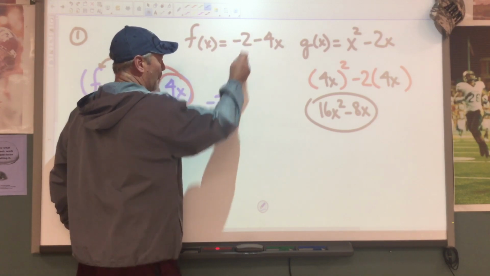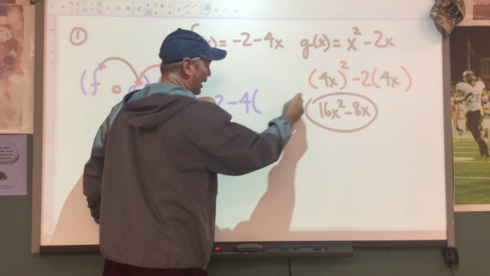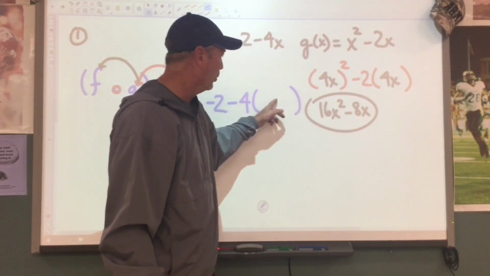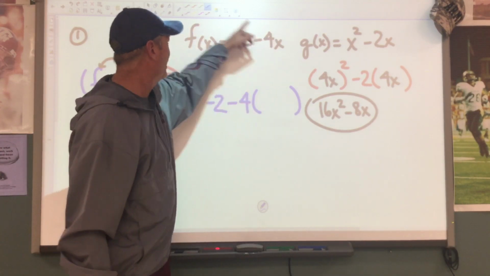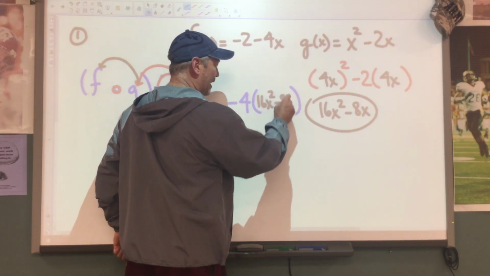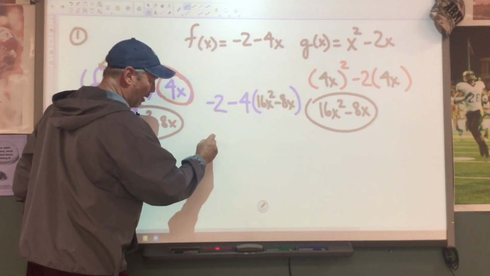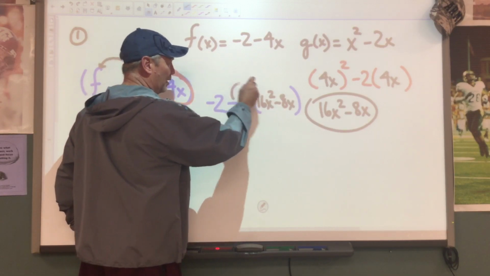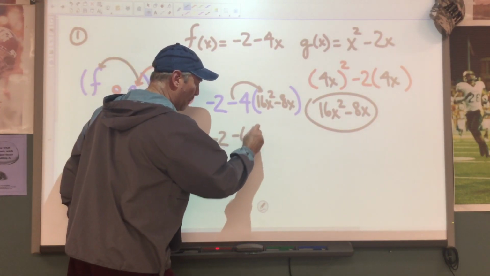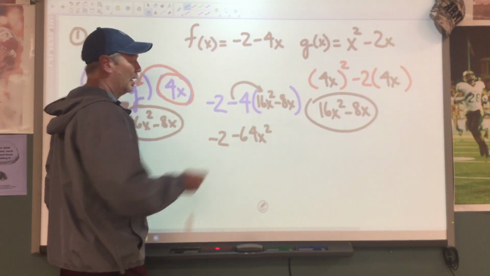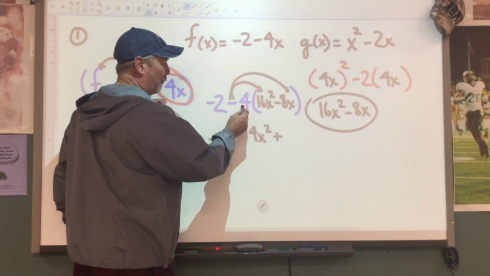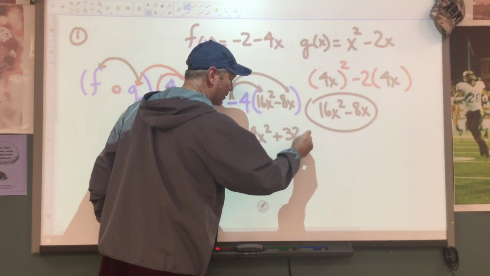-2 minus 4 times someone. We have to put it right there. I'm going to take this g answer and put it inside this parentheses because we're going to substitute for the x. So we're going to say 16x squared minus 8x. Bring down my -2. I'm going to distribute. I'm going to say -4 times 16x squared is a -64x squared. Take it to the back half. Negative times negative is a positive. 4 times 8x is 32x.